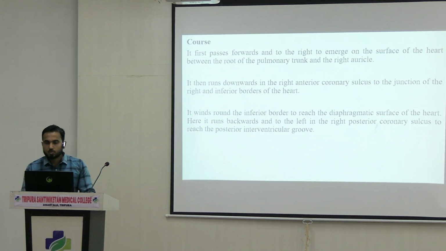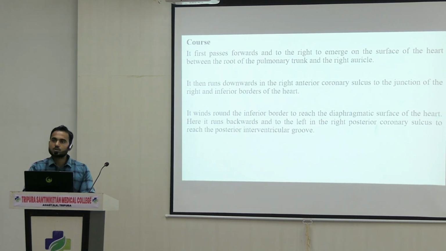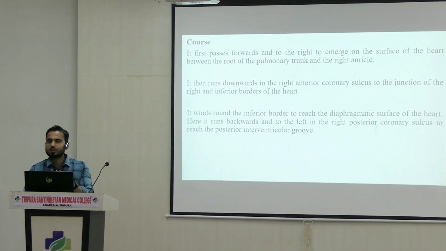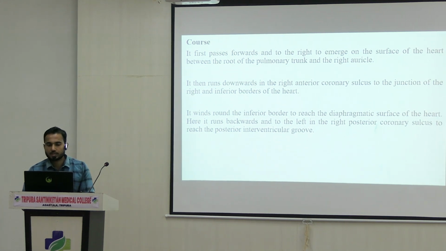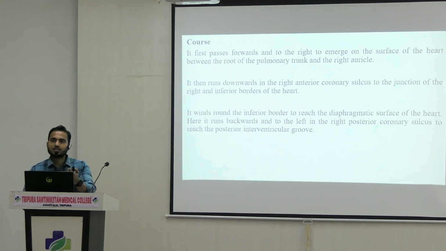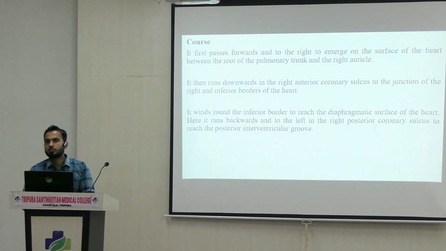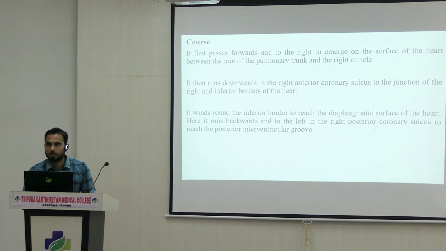Now, you have to understand the course of the right and left coronary arteries, and the course is not the same; it is different for both arteries. In case of the right coronary artery, after its origin it will pass forward and then to the right, and then it will emerge on the surface of the heart. When it emerges on the surface of the heart, it is situated between the pulmonary trunk and the right auricle.